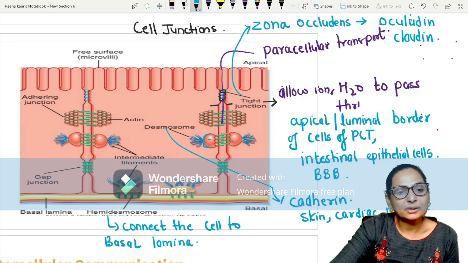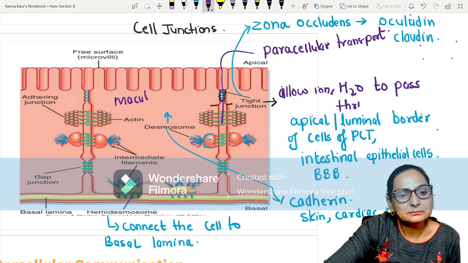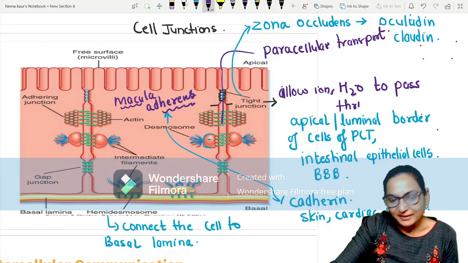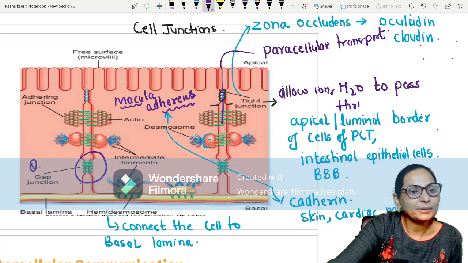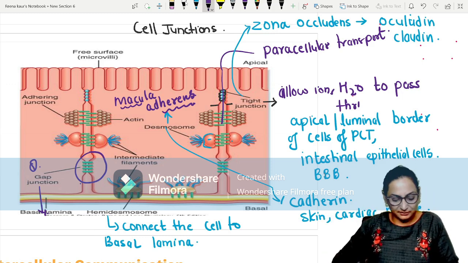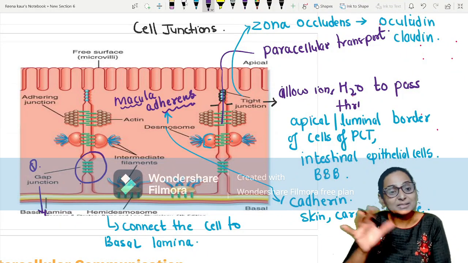So what we saw is the desmosomes, then the tight junctions. Desmosomes are also called macula adherens. Then very important are the gap junctions. The gap junctions are actually cytoplasmic channels. They are connecting the cytoplasm of two cells.